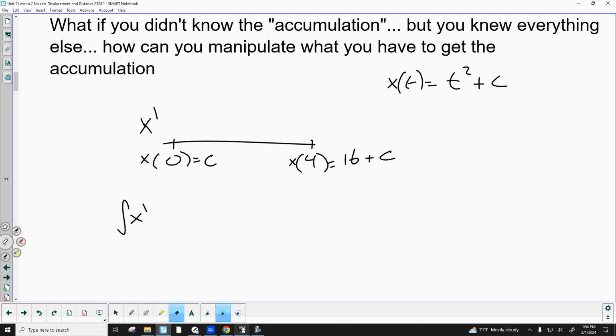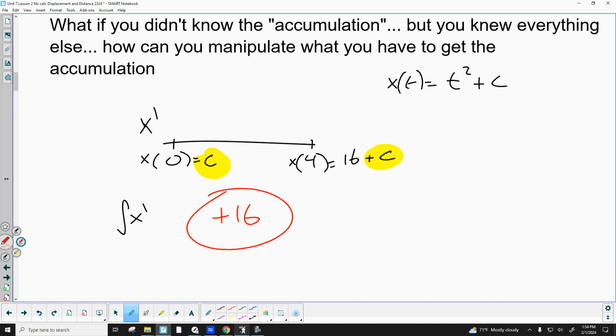Not having all of our information, but knowing that this value and that value are the same, well, c plus 16 will be 16 plus c. You don't have to know exactly where you are to find how much you change.